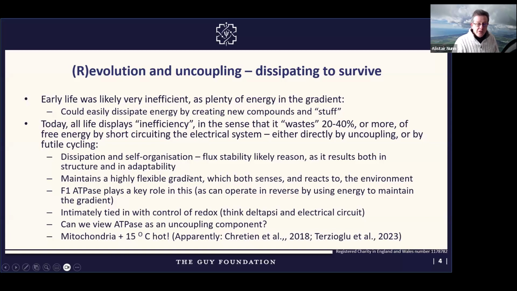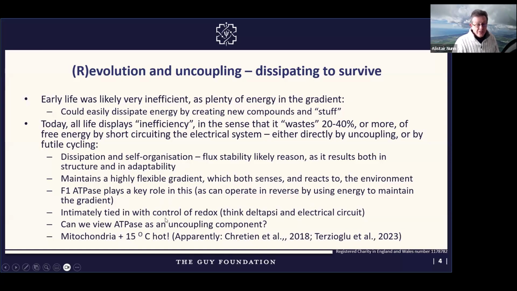When you look at certainly the mitochondria, but indeed prokaryotes, they have this gradient around them, which of course senses and changes and adapts to any shift in the environment. And this, of course, is generated by producing an ion gradient. And the F1 ATPase, which Wayne's going to talk about in much more detail, is clearly very important in this process, and certainly can operate in reverse. Not everybody thinks it operates this way, but it doesn't just produce ATP, it can use it to maintain the gradient. And this is all very tightly integrated with controlling redox, and back to our electrical circuit again.